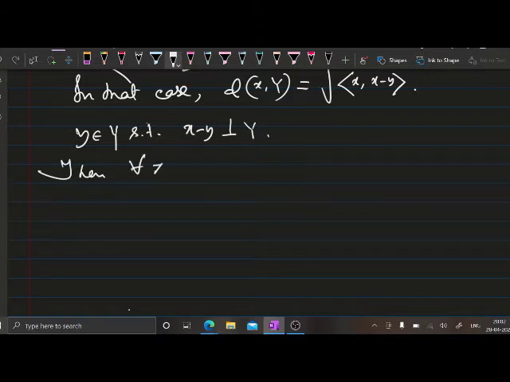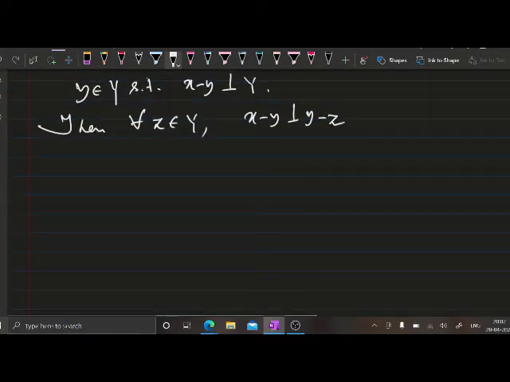For all z belongs to capital Y, x minus y is orthogonal to y minus z, because y is in capital Y and z is in capital Y, so y minus z is in capital Y, being a subspace. Therefore x minus y is orthogonal to y minus z, and so you can use the Pythagorean law with these two vectors.